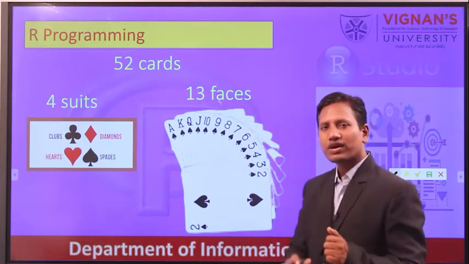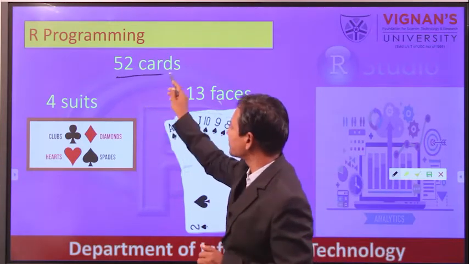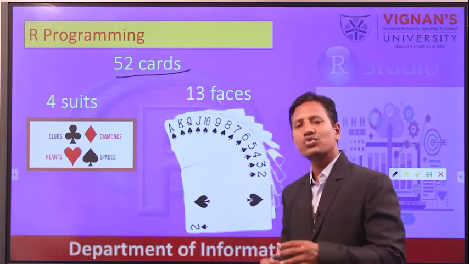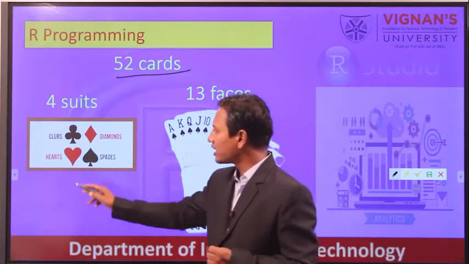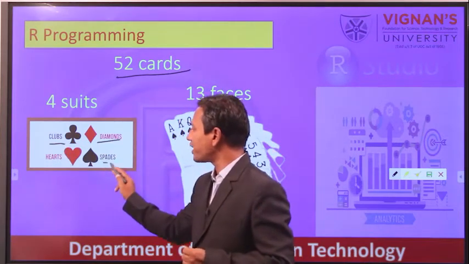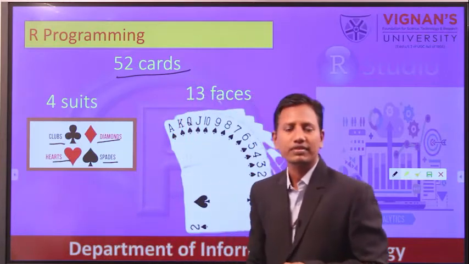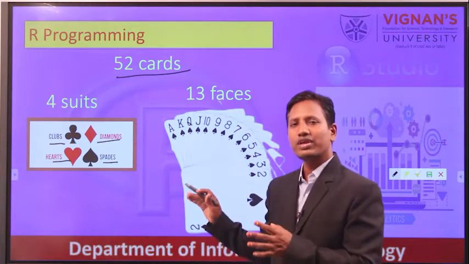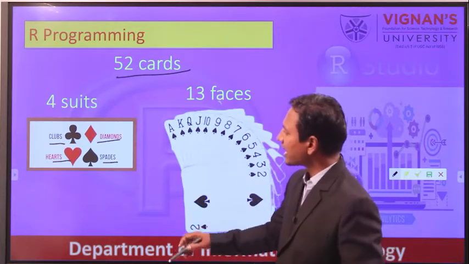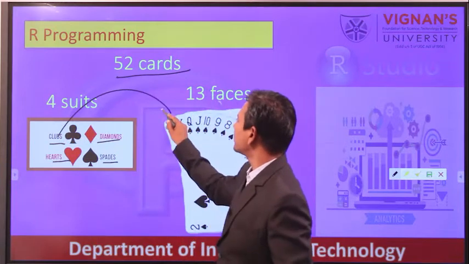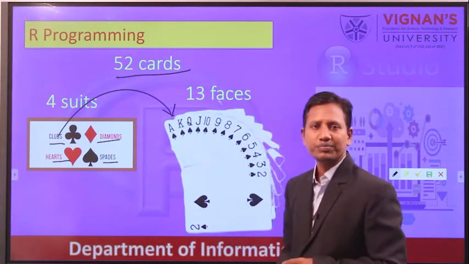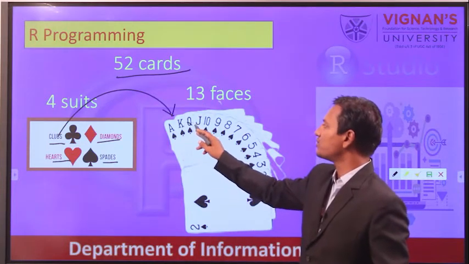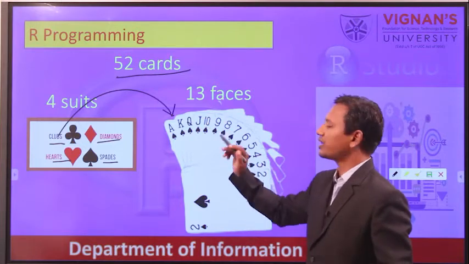So a deck of cards contains 52 cards, and these 52 cards are categorized into 4 suits. Those are clubs, diamonds, spades and hearts. These are going to be 4 categories, and each and every category is going to contain 13 faces. As we know, the faces are named A, K, Q, J and 2 to 10.